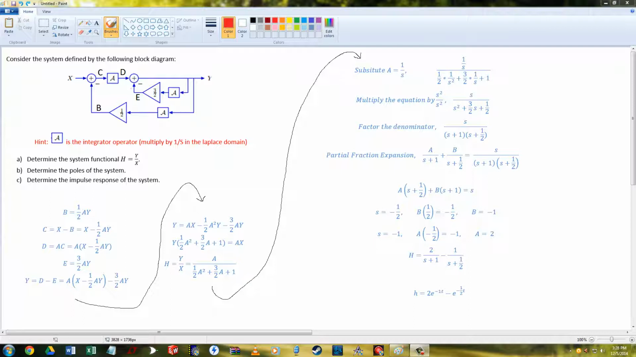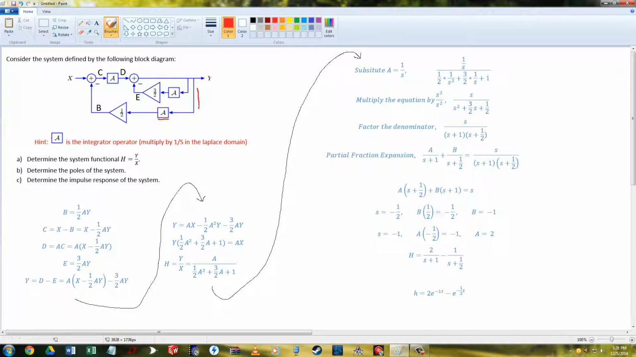One hint: if you haven't seen this operator before, this A operator, that is the integrator operator, and essentially it just means you multiply by 1 over s in the Laplace domain. Because it's easier, we're going to be working in the Laplace domain for this problem. I've labeled some nodes on the block diagram to explain how this is working. We'll start with b right here.